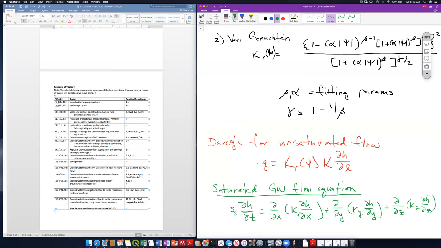So the main things that we're going to have to change to consider unsaturated flow: well, the first is this storage, because now we can drain and fill pores. And then we have to change our hydraulic conductivity, because K changes with saturation or with water content, or, as written up here, it changes with psi.